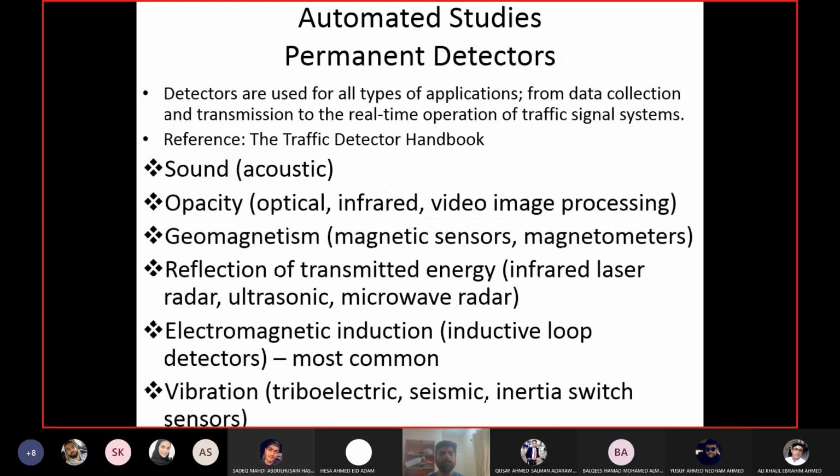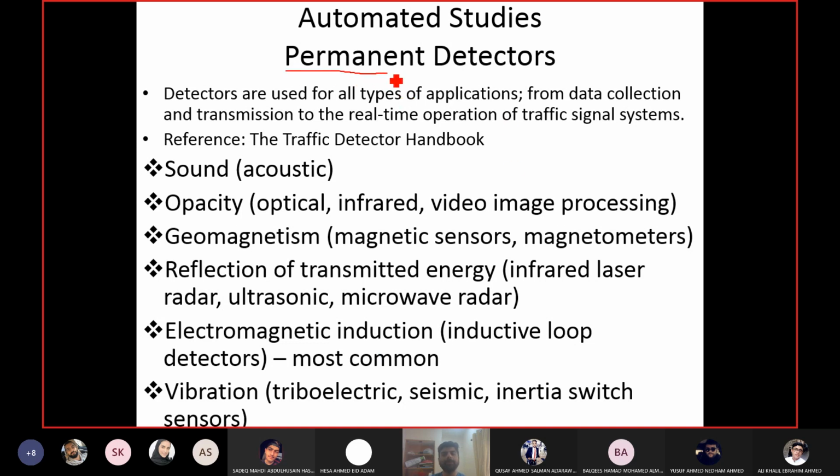Then we have automated studies. Automated are similar to semi-automated because we have detectors and equipment which are recording the data for us and saving the data for us. We don't have to operate the equipment, or we don't have to record the data manually. But then what is the difference between automated and semi-automated? The difference is the type of detector.